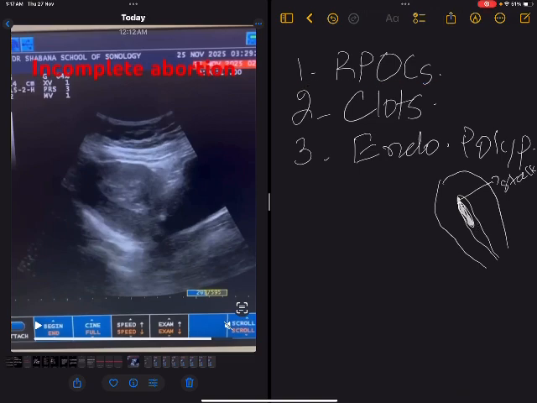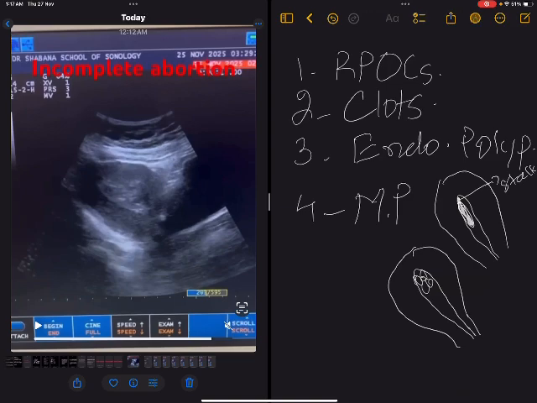So in other possibilities, there is a possibility of molar pregnancy. In case of molar pregnancy, you can see somewhat this picture. There is a bunch of tiny spaces, tiny cystic areas in the endometrial cavity, and history also supports it because her pregnancy test should be positive, and there should be a history of amenorrhea.